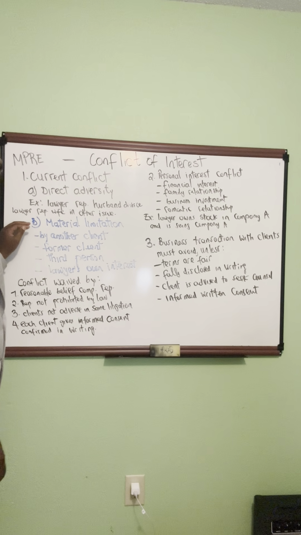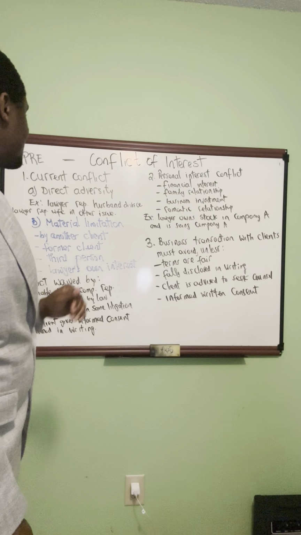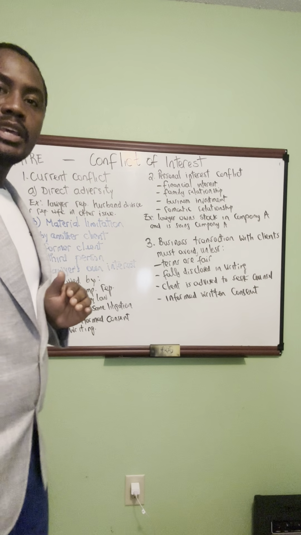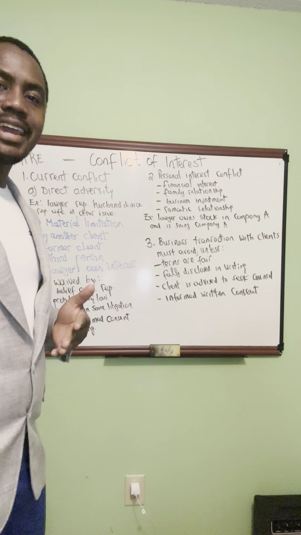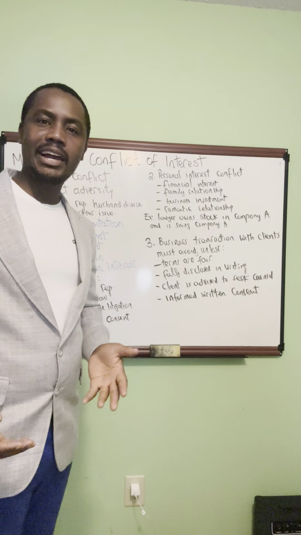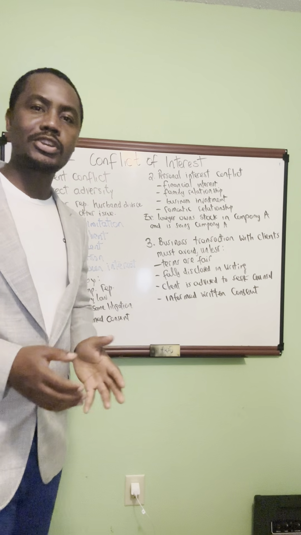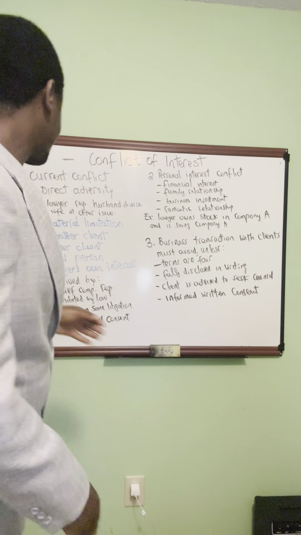Material limitation conflicts. A lawyer's representation, loyalty to a client will be limited by another if, for example, the lawyer represents company ABC on a legal matter and another prospective client wants to sue that very same company on the same matter. There will be material limitation because the lawyer cannot be loyal to both.